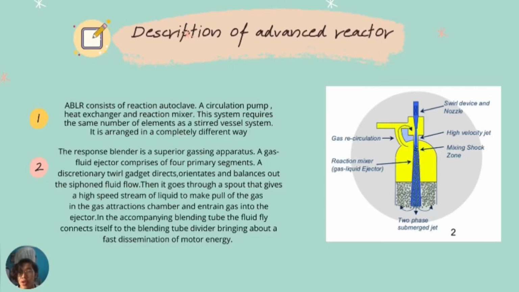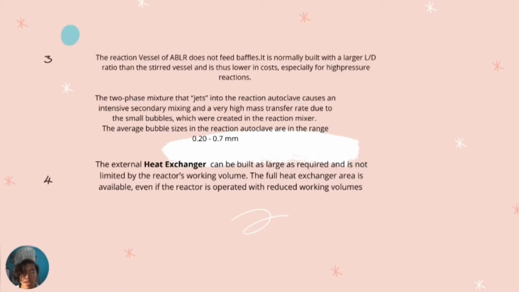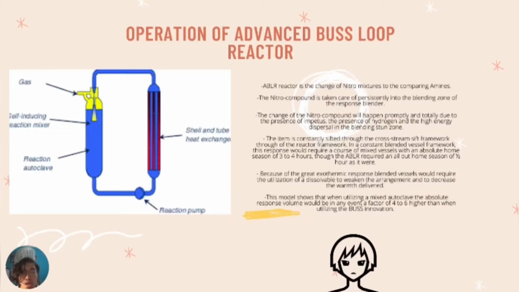That's for the external heat exchanger. It can be as large as required and is not limited by the reactor working volume. And lastly, the circulation pump can allow a high power input per working volume in those cases with high mass transfer. Right, so let's see the operation of the Advanced Buss Loop Reactor.